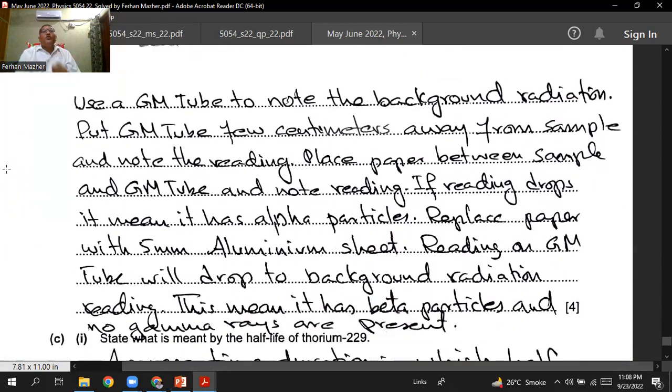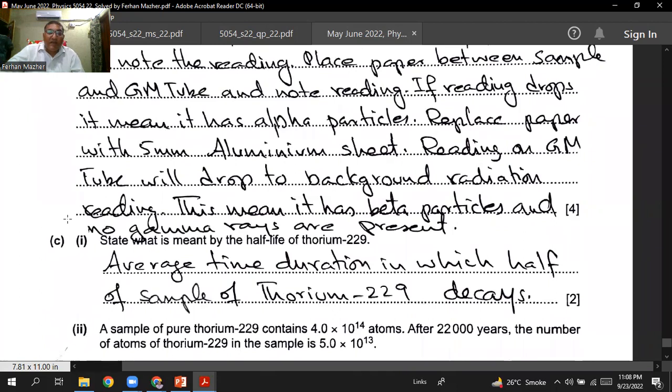Use a GM tube to note the background radiation. Put the GM tube a few centimeters away from the sample and note the reading. Place paper between the sample and the GM tube and note the reading. If the reading drops, it means it has alpha particles. Replace the paper with a 5 millimeter aluminum sheet, and the reading on the GM tube will drop to the background radiation reading. This means it has beta particles and no gamma rays are present.